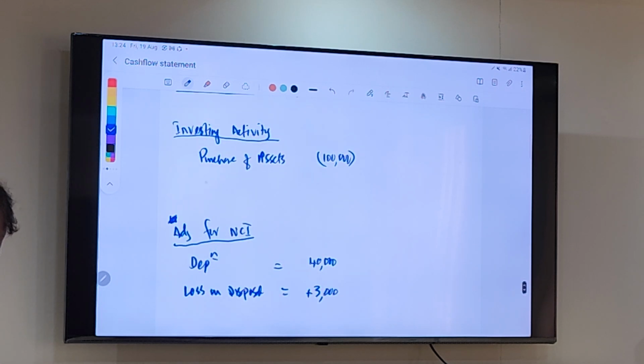And then proceeds from disposal. How much did I receive in the sale when I sold this asset? 8,000 cash. I received 8,000. That's a plus. This is a payment, this is a receipt. This is an expense, this is a loss. Loss and expense are the same. So that is the answer for this question. Clear?